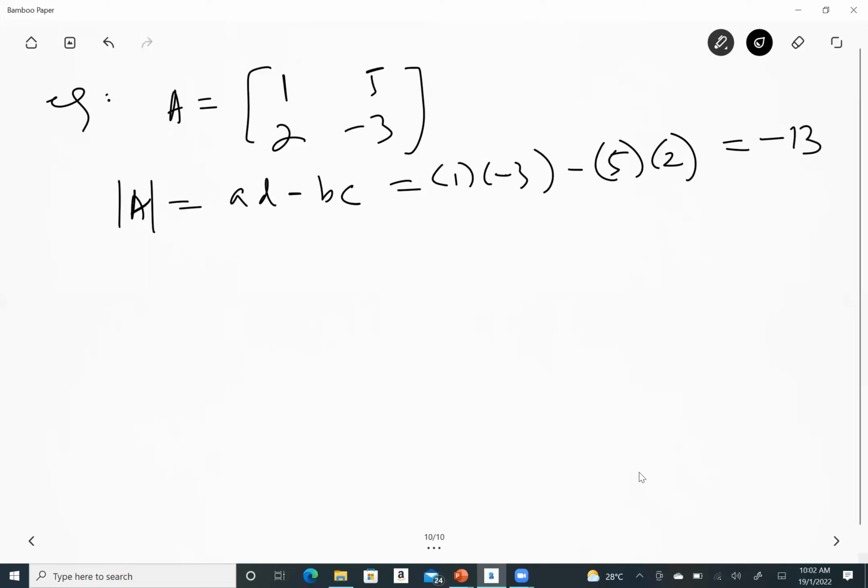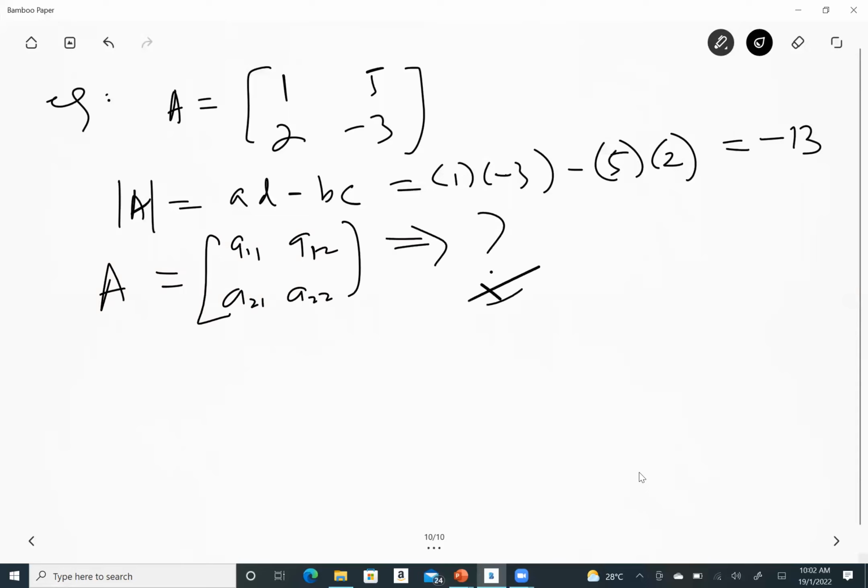So that is the determinant. Now, more generally, we write the elements of the matrix A as A11, A12, A21, A22. Okay, so that is the determinant.